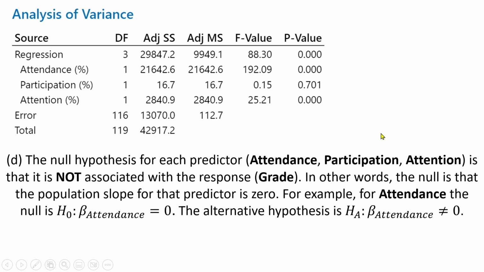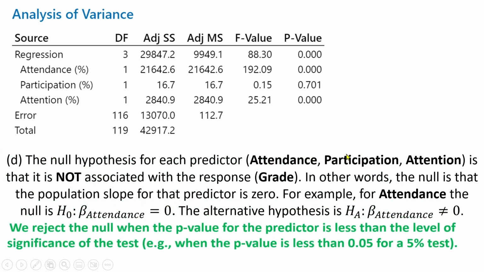Right, so what are we going to say about these 3 predictors? Well, we can see each of these F statistics has an associated p-value. The null hypothesis for each predictor is that it is not associated with the response. In other words, the null is that the population slope for that predictor is 0. So for attendance, we would write the null hypothesis is that the population slope for attendance is 0. The alternative, for Minitab, is always the two-tailed alternative: that slope is not equal to 0.